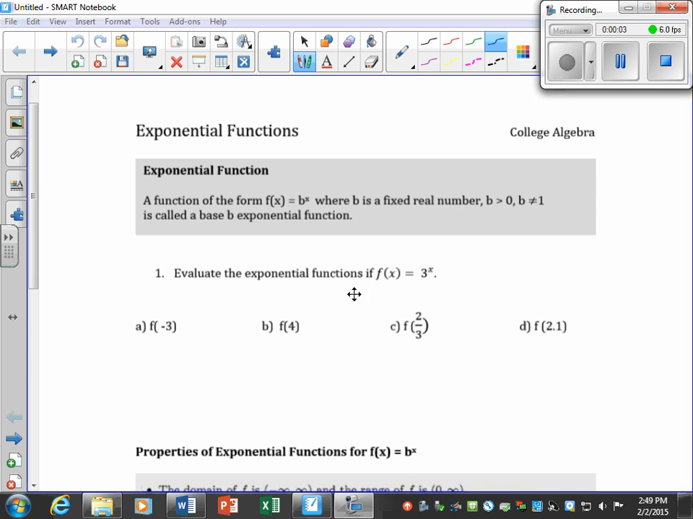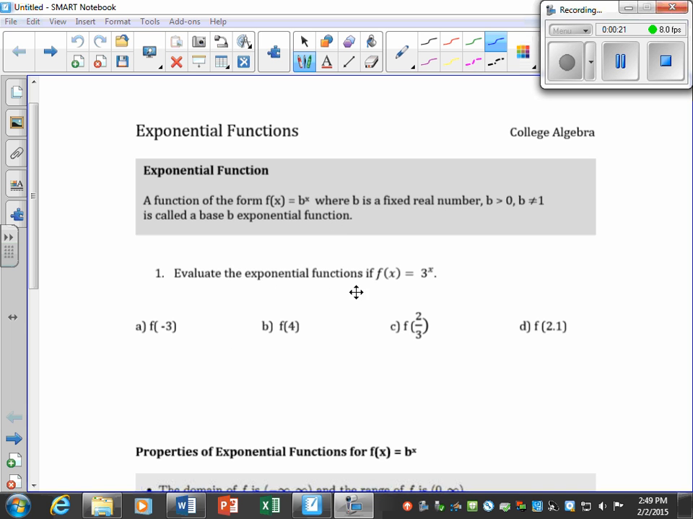An exponential function is a function in the form f of x equals b to the x, where x is an exponent, and b is greater than 0 and not equal to 1. It's called a base b exponential function. So let's look at a few examples.